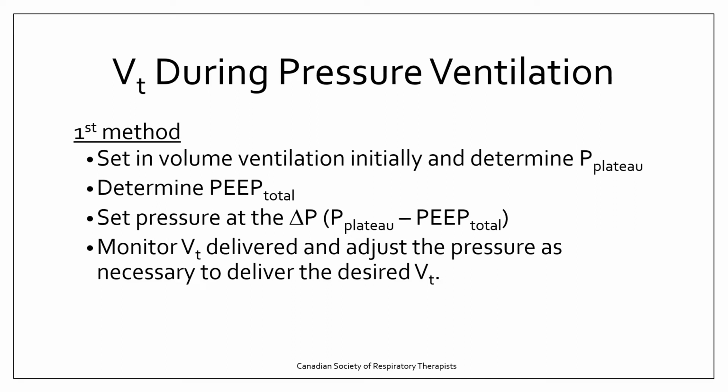With pressure control ventilation, it's a little bit more difficult. So there are a couple different methods that we could use to set the pressure in an appropriate way to achieve our desired tidal volume. The first method is we set a volume in volume ventilation. So we put the patient into volume control ventilation and we set our tidal volume and we determine what our plateau pressure is. So we do an inspiratory hold and we determine what our plateau pressure is. The next thing we're going to do is an expiratory hold as well to determine what our total PEEP in the system is, and then we take the difference between the two.